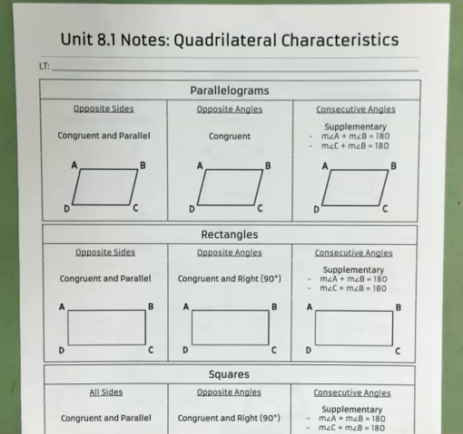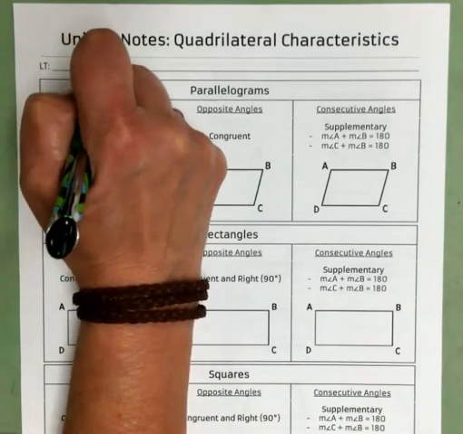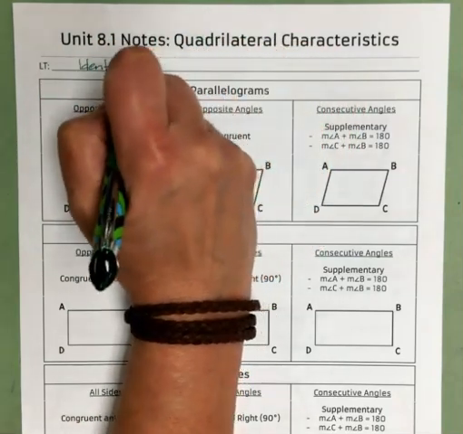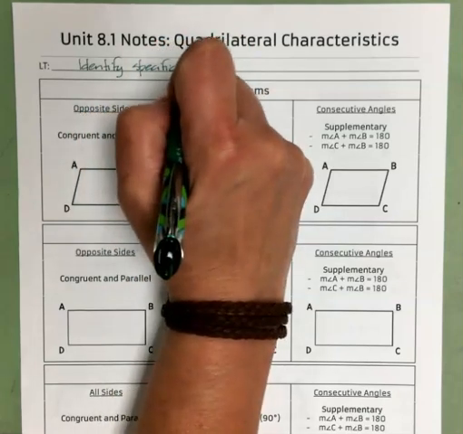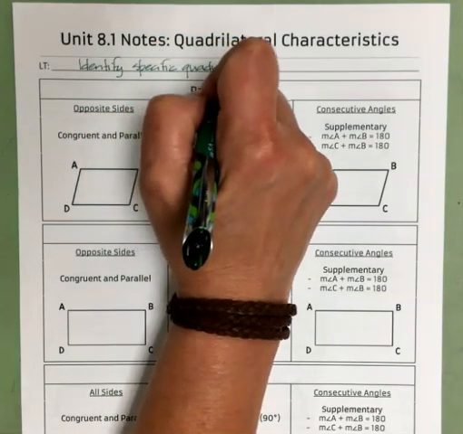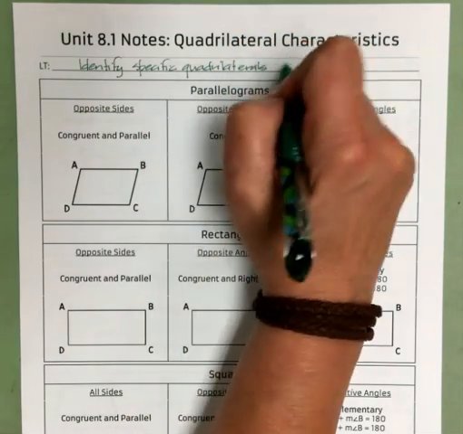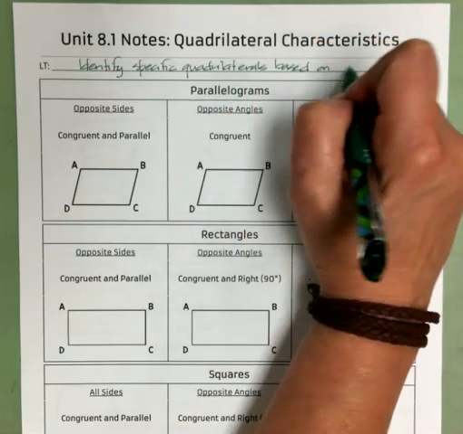In this video, we're going to look at different quadrilaterals, and this is going to be split into at least 2, maybe 3 recordings. So in this section, 8.1, we will identify specific quadrilaterals based on characteristics.